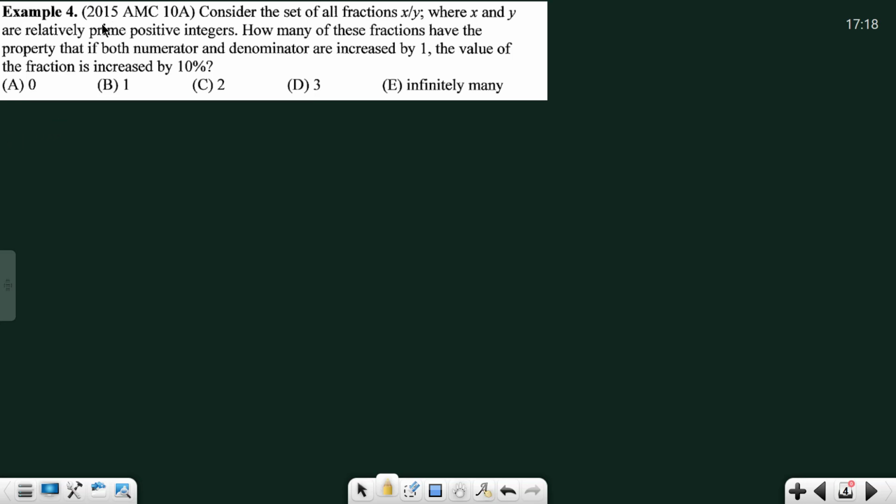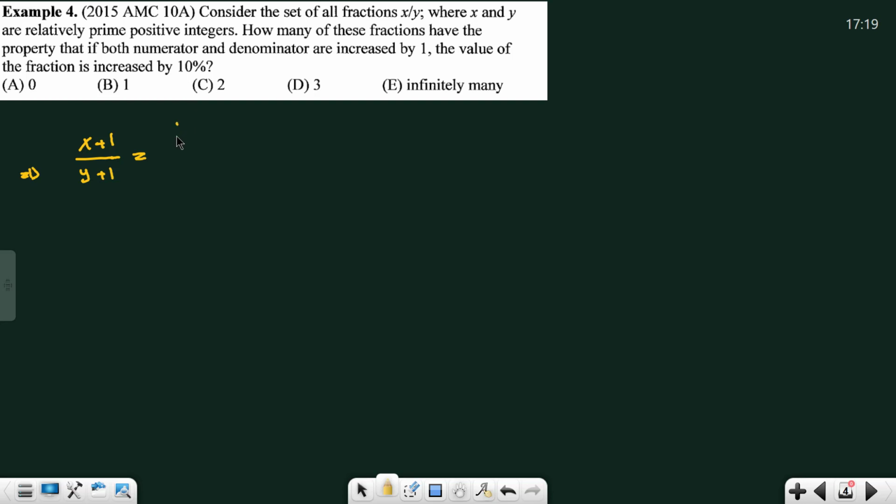Hello everyone. In this example 4, which was asked in 2015 AMC 10 Group A, consider the set of fractions x on y, where x and y are relatively prime positive integers. How many of these fractions have the property that if both numerator and denominator are increased by 1, the value of the fraction increases by 10%?